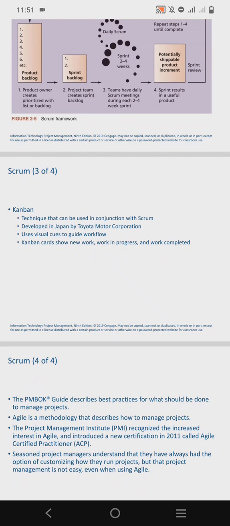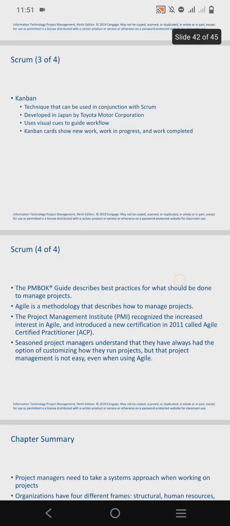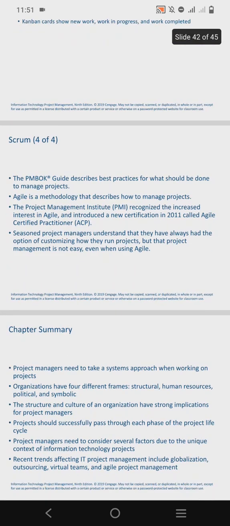It is a visual system that is used to manage and keep track of work as it moves through a process. It is a framework that is used to implement agile software development, and it makes use of visual cues to guide workflow. The cards show work that is new and also show work that is in progress and work that is completed.